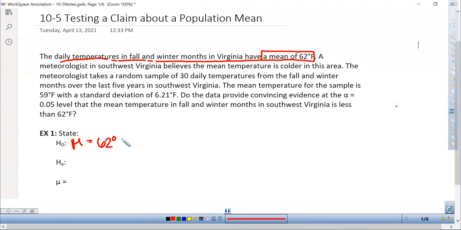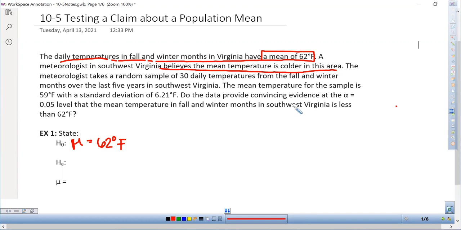That means that if we have anything that uses the variable mu naught, we're going to use 62 degrees as that value. A meteorologist in Southwest Virginia believes the mean temperature is colder in this area. So they believe something, and so that means that's going to be an indicator of our alternative hypothesis.